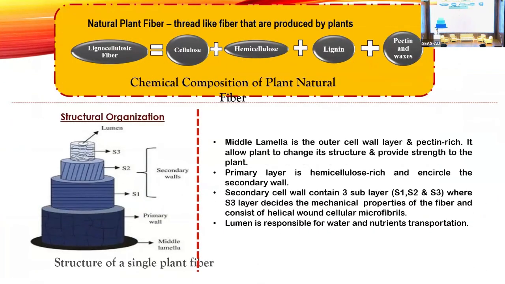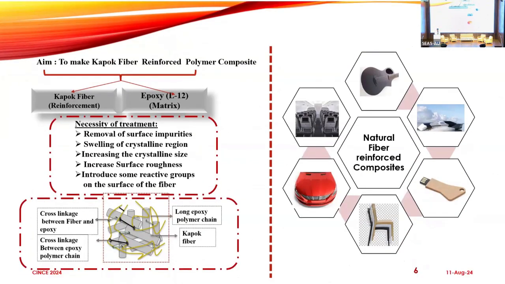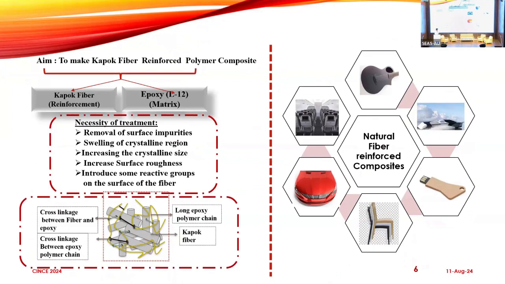Kapok is a plant fiber. It has different constituents: cellulose, hemicellulose, lignin, pectin, and wax, and these are arranged in different layers. The middle lamellar layer is rich in wax and dust particles that create incompatibility between the fiber and matrix. So we need some treatment to remove these impurities, and to enhance the mechanical properties of these composites we need modification techniques that modify the fiber structure. So the aim is to fabricate kapok fiber reinforced composites.